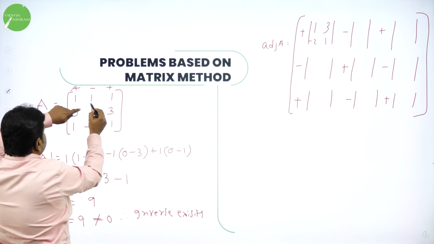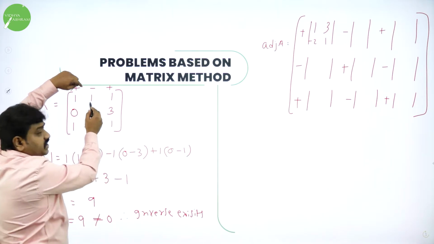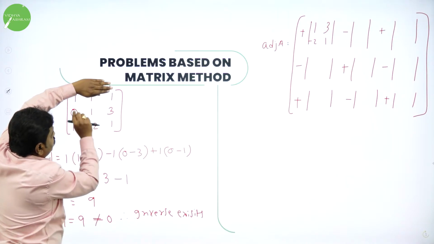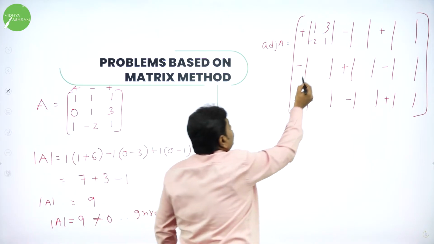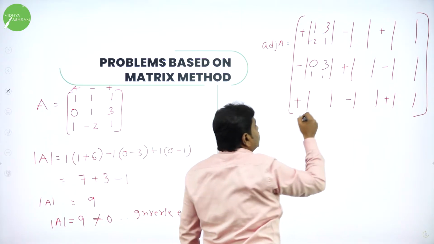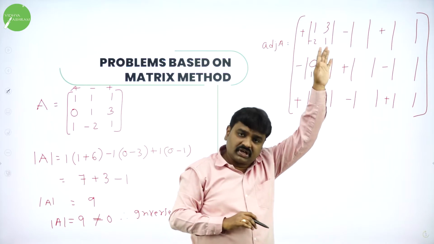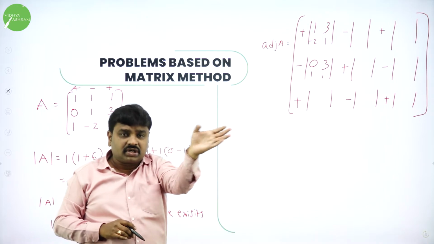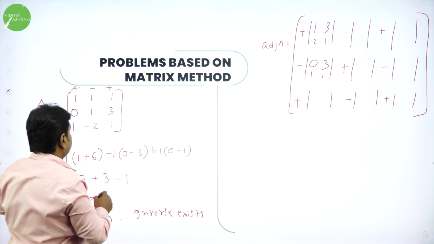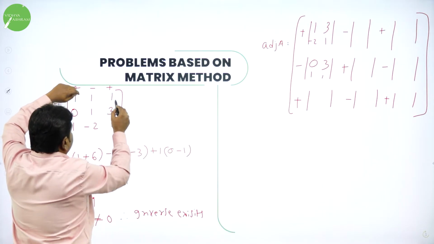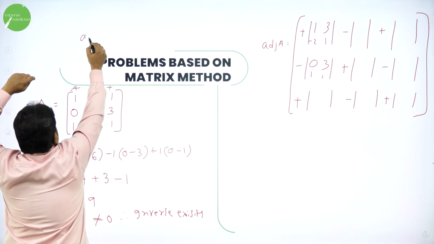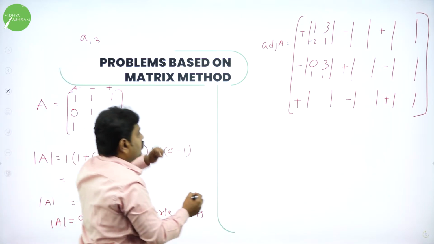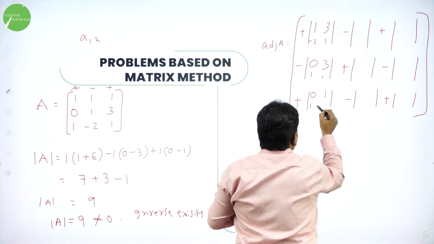Now go to the first row, second element. Leave the first row and leave the second column. What numbers are left? 0 3 1 1. Write them in the column. Please understand, I am not writing them in a row. Write the first row in the first column, the second row in the second column, the third row in the third column. Now the last element of the first row, A13, means first row third element. Leave the first row and the third column: 0 1 1 minus 2.